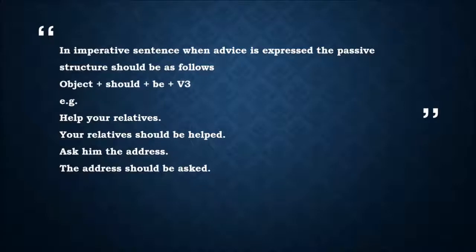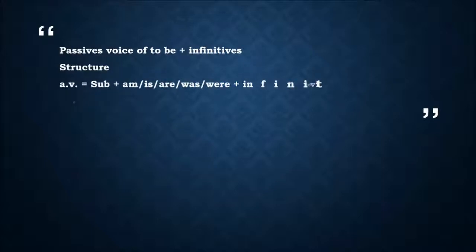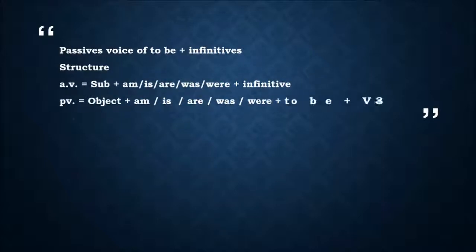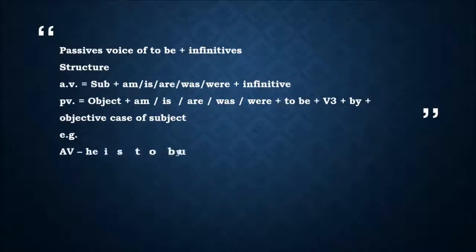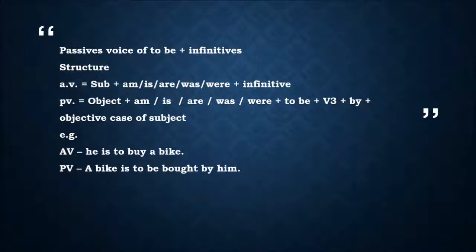Ask him the address. The address should be asked. N. Passive voice of to be plus infinitive. Structure of active: subject plus am/is/are/was/were plus infinitive. Passive: object plus am/is/are/was/were plus to be plus V3 plus by plus objective case of subject. Active: he is to buy a bike. Passive: a bike is to be bought by him.